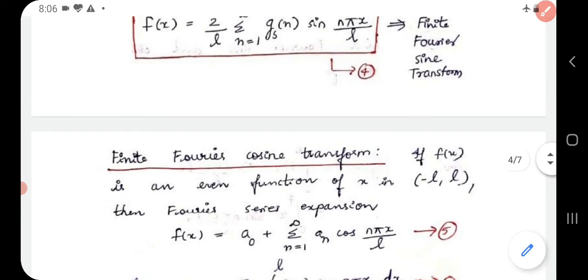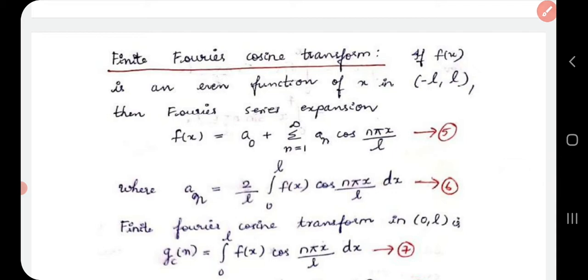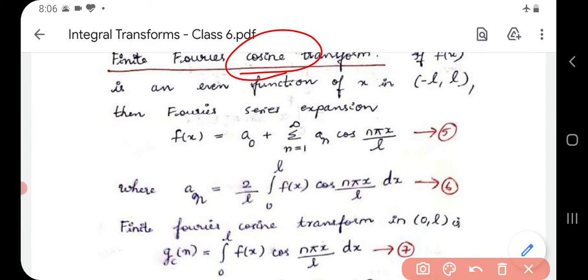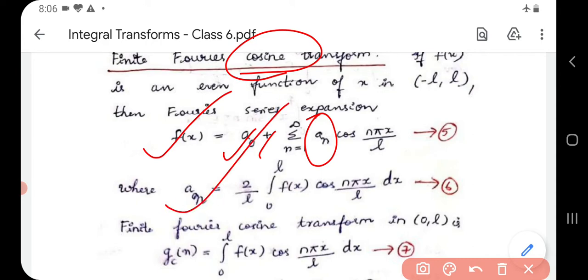Now similar steps apply for the finite Fourier cosine transform also. Just repeating the steps that we have discussed right now. If f of x is an even function of x in minus L to plus L, then in the Fourier series expansion, since it is cosine, we take f of x as a0 plus sigma n from 1 to infinity an cos n pi x by L. This we have already discussed in our first class about Fourier series, where an equals 2 by L integral 0 to L f of x cos n pi x by L dx, equation 6.